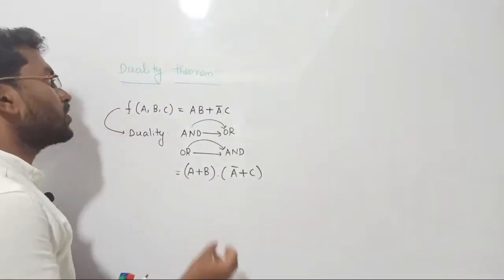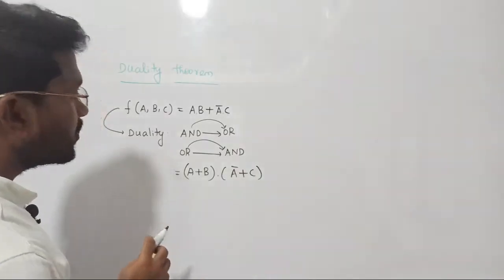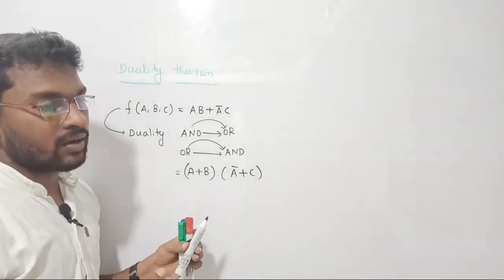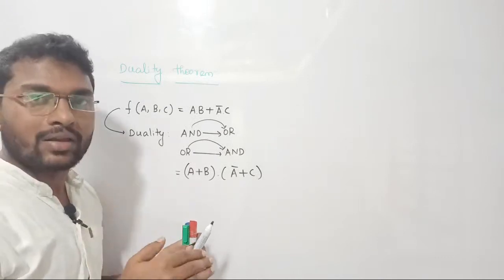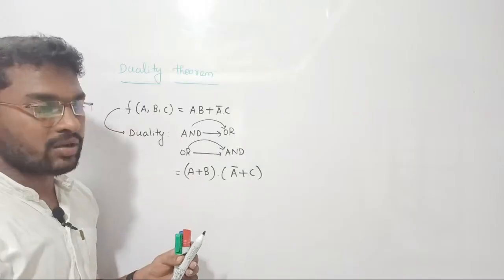Clear? So that is called the duality theorem. I hope things are very clear to you all, right? And there is one more term. There are some functions for which, even if you take duality, you again get the same function, right? There are some certain functions like that.